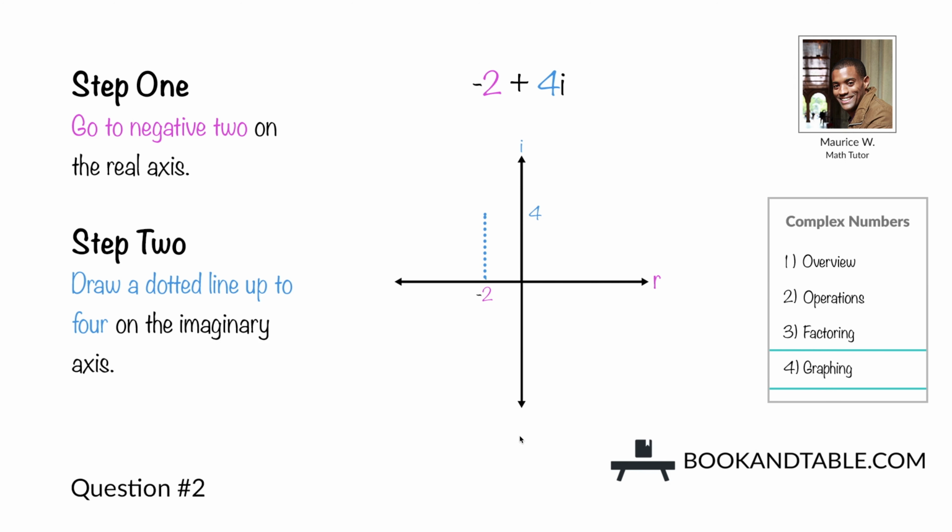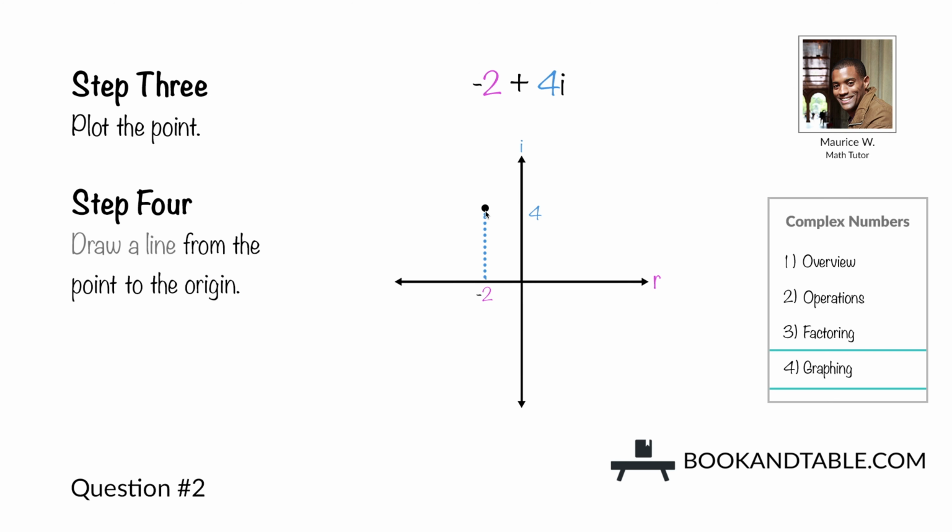Question number 2, we're asked to find the argument of -2 plus 4i. Step 1, go to -2 on the real axis. Step 2, draw a dotted line up to 4 on the imaginary axis. Step 3, plot the point. And then the fourth step, draw a line from the point to the origin, creating a right triangle. Our alpha angle is here, which means we have a right triangle with an adjacent side to the alpha angle that has a length of 2 and an opposite side equal to 4.